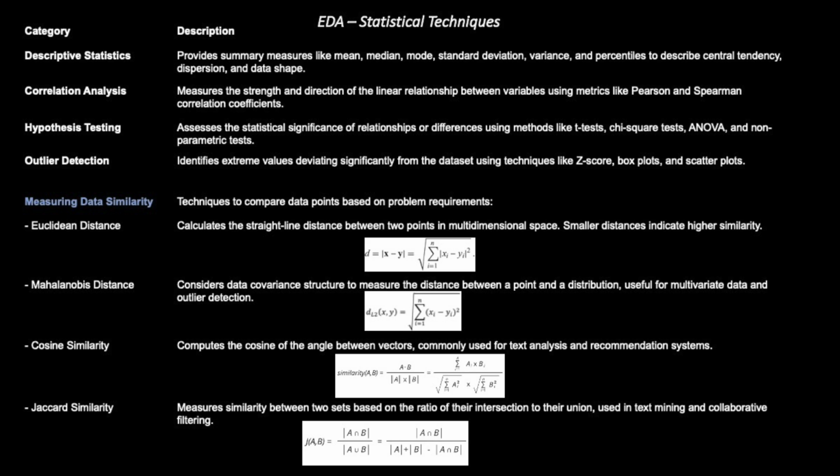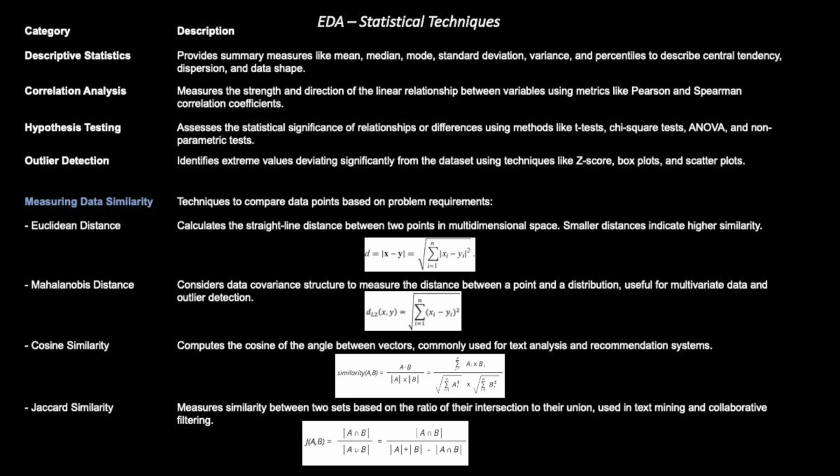Cosine similarity is often used to measure the similarity between two vectors in high-dimensional spaces. It calculates the cosine of the angle between the vectors, disregarding their magnitudes. Cosine similarity is frequently used for text data analysis, such as document similarity or recommendation systems.